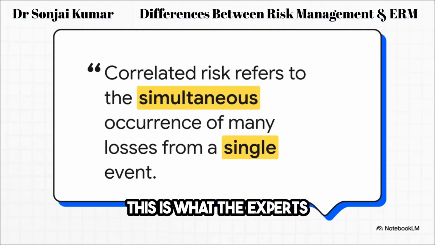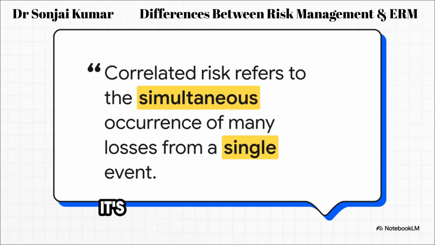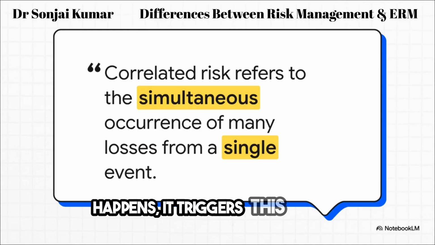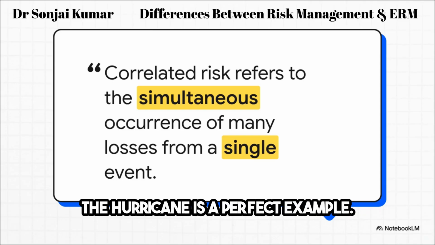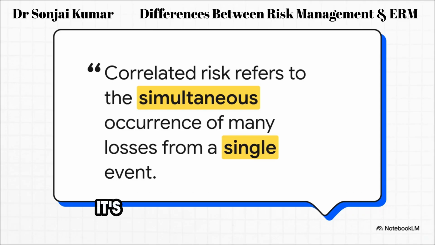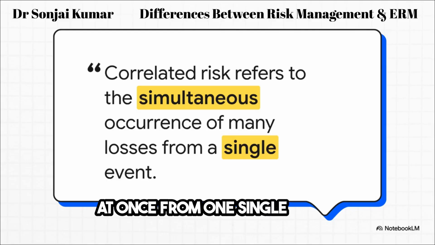This is what the experts call correlated risk. It's basically a domino effect. When one single bad thing happens, it triggers this cascade of other bad things. The hurricane is a perfect example. It's not just wind damage, right? It's power outages, it's broken supply chains, it's employees' safety, it's everything all at once from one single event.